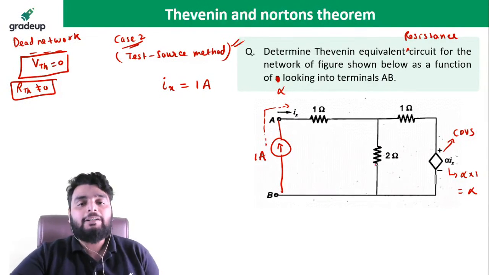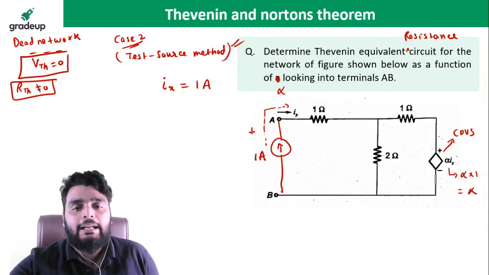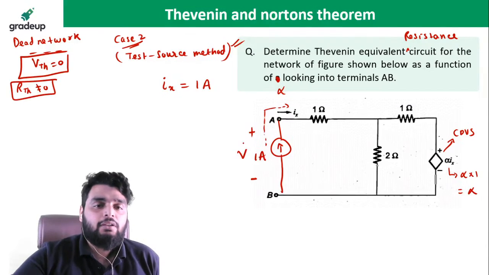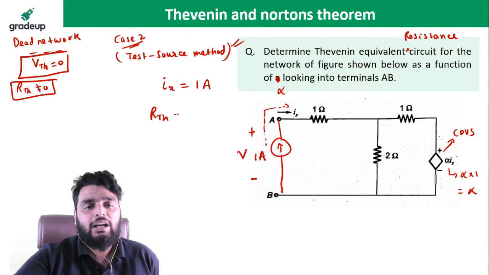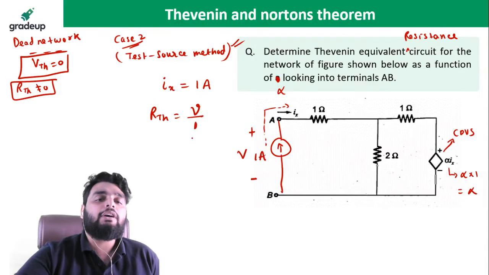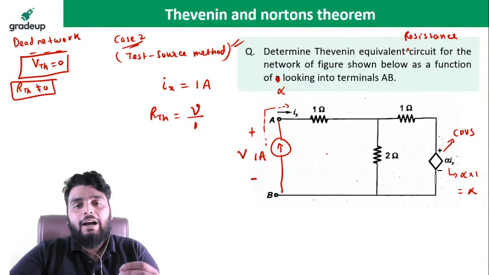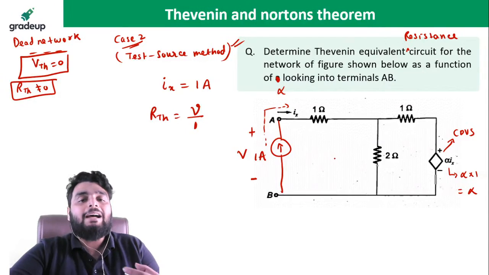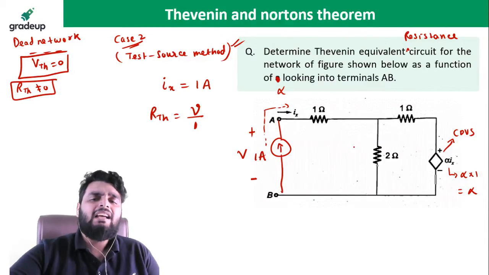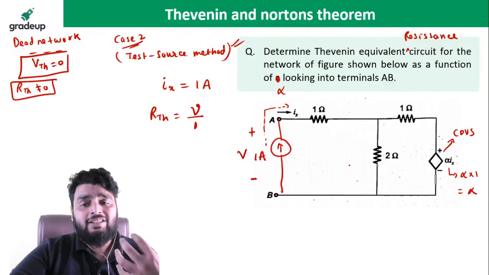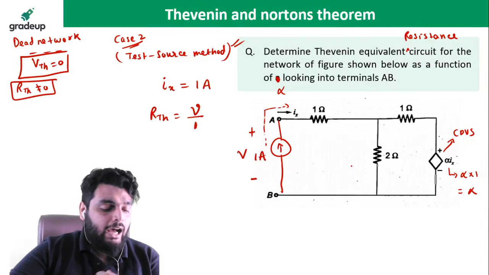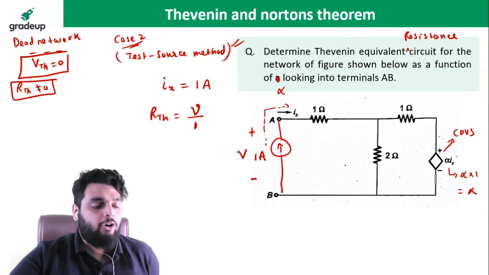Yes or no? What I need to find out is the voltage across this particular source, so that RTH will be the voltage across the source divided by the magnitude of current, 1. To find the voltage across the source, which method can I use? You can use any method. You can use mesh analysis, you can use nodal analysis. Right now I am using nodal.